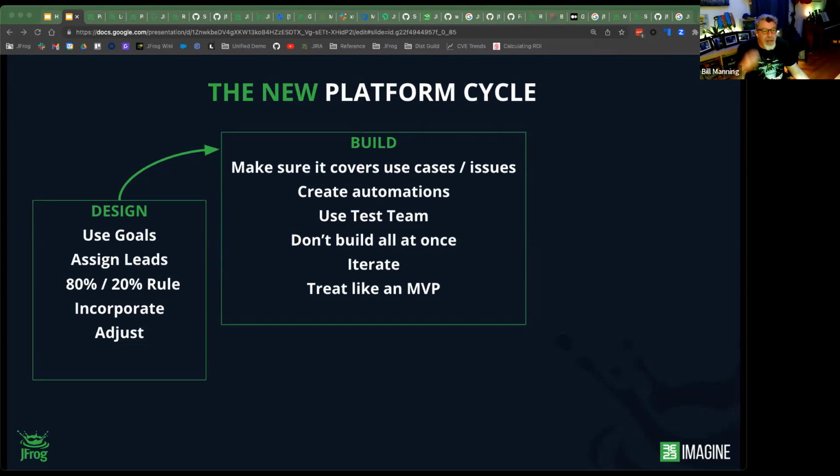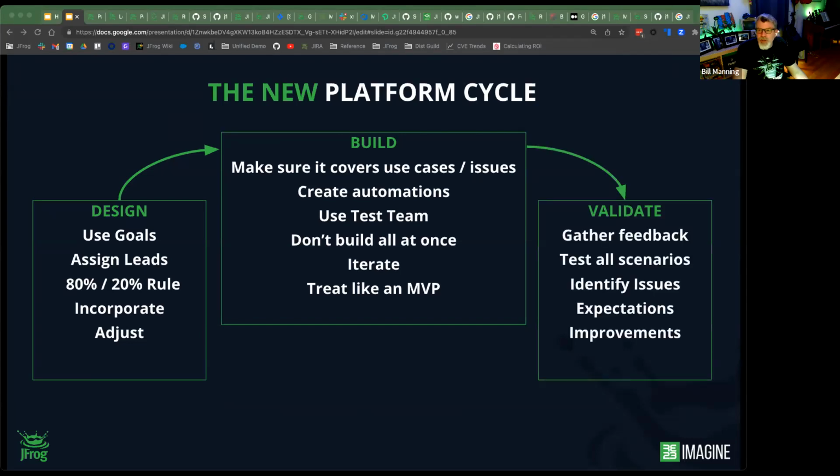Don't build it all at once. Do it in smaller chunks. Iterate through it, right? Treat it like an MVP, right? Treat it as a product. I can't reiterate this enough. And then take it to the next step, right? Which is also to validate it.